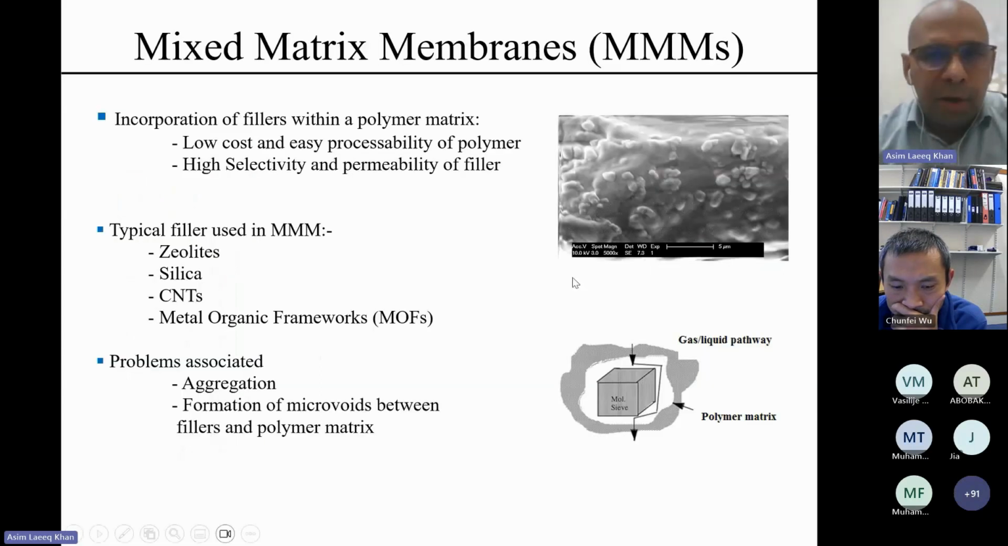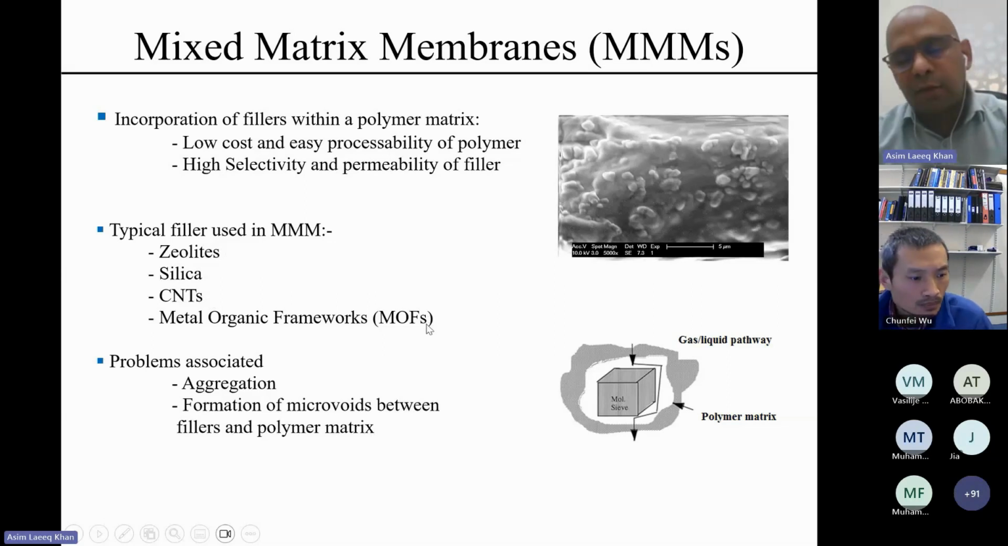So I will talk a little bit about mixed matrix membranes and what we have been doing in this field. Mixed matrix membranes are generally membranes in which the low cost and easy processability of polymers are mixed with the high selectivity and permeability of inorganic materials. Over the years, zeolites, silica, ceramics, and carbon nanotubes have been explored. More recently, MOFs and COFs, which are metal organic frameworks and covalent organic frameworks, and other materials have been used.